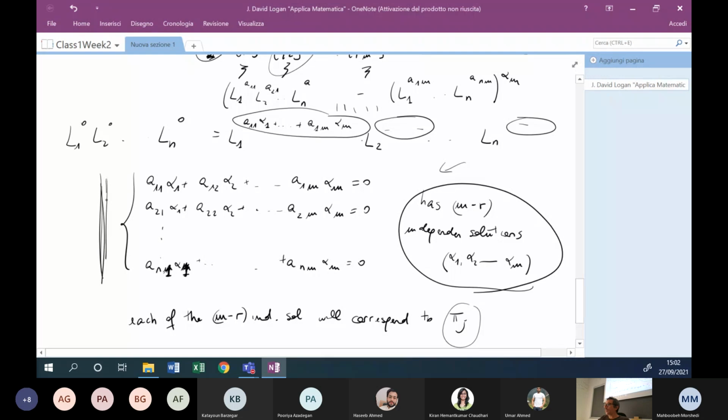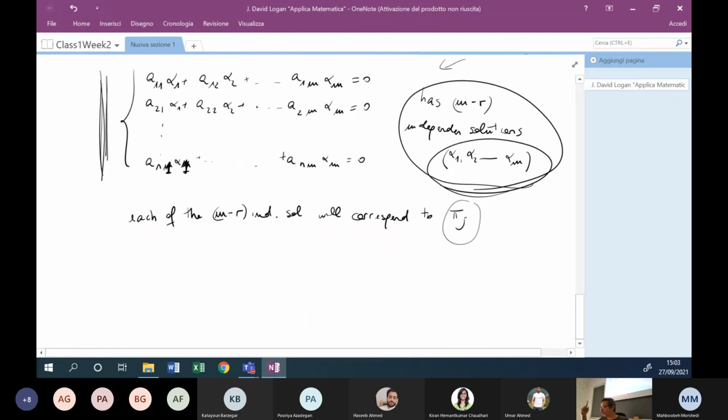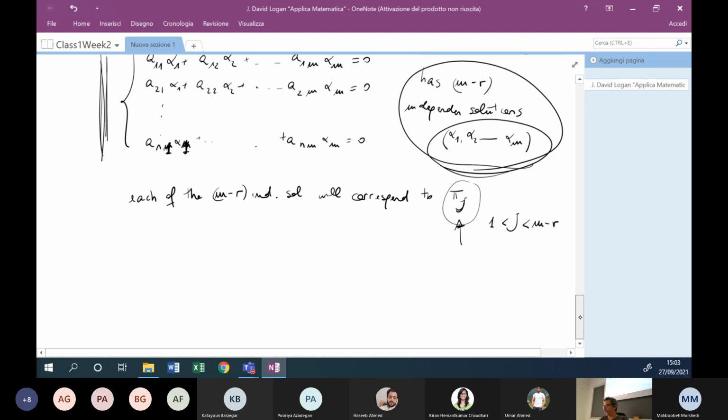So this linear system is going to give you the independent vectors alpha 1, alpha 2, alpha m. All the independent vectors alpha 1, alpha 2, alpha m, and each of them will correspond to one dimensionless pi. Now I put this j just to say that j is going to be between 1 and m minus r, because there are going to be m minus r independent dimensionless variables.